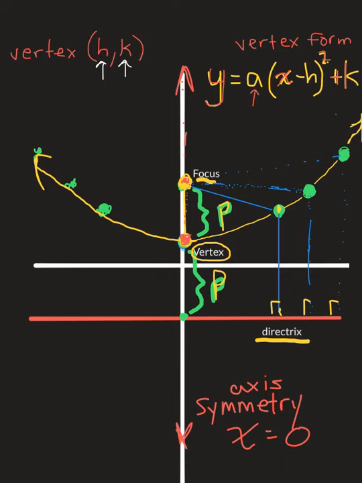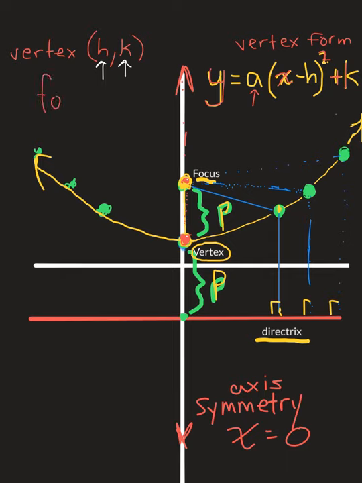Which one am I going to change in order to get from the vertex to the focus? I'll give you 3 seconds again. Say it out loud. Which one am I going to change to get from the vertex to the focus? I need to change the h or the k. I need to change the k.